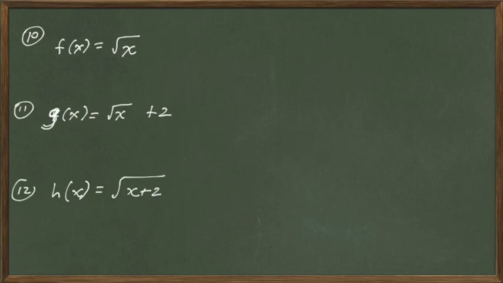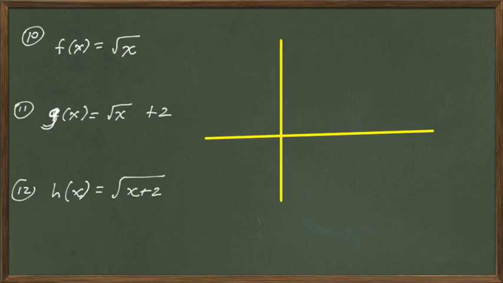Now I was amazed how many people thought these were parabolas opening up. Plug in some numbers. Square root of 0 is 0. Square root of 1 is 1. Square root of 4 is 2. I'm really surprised people could not graph number 10.